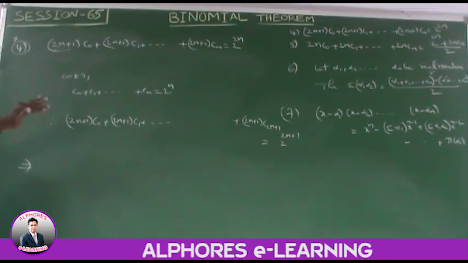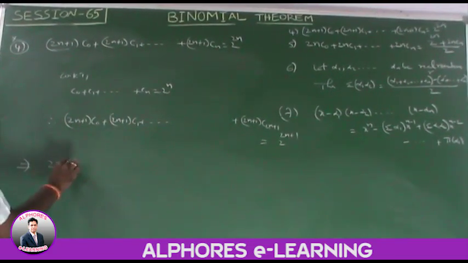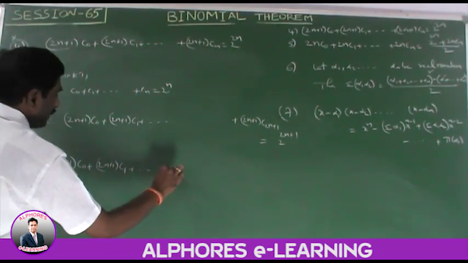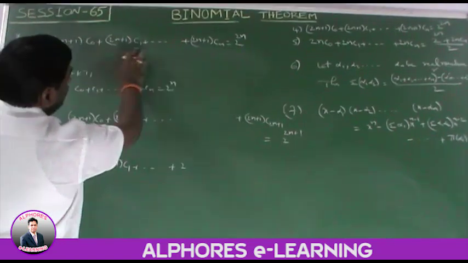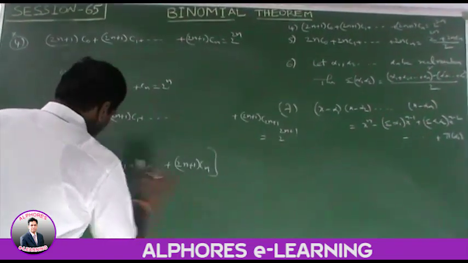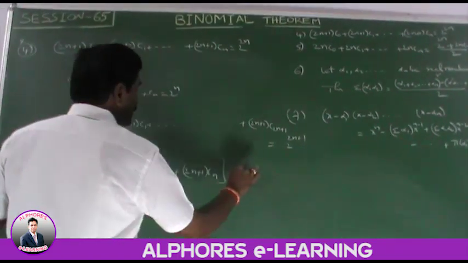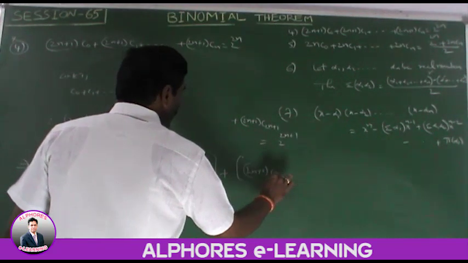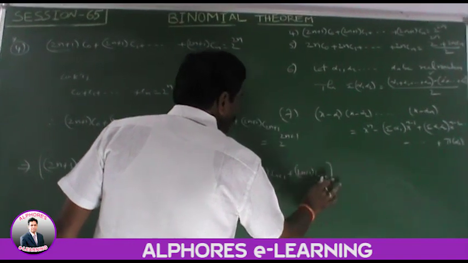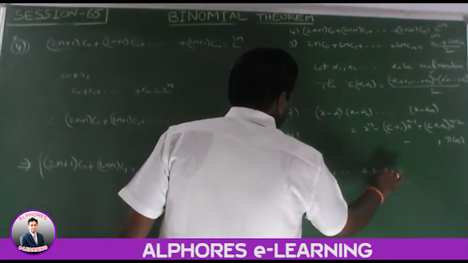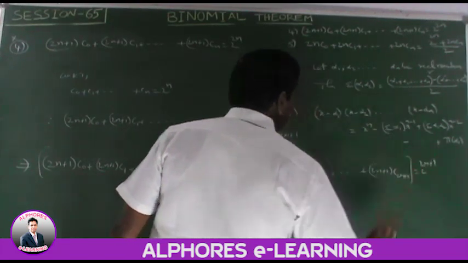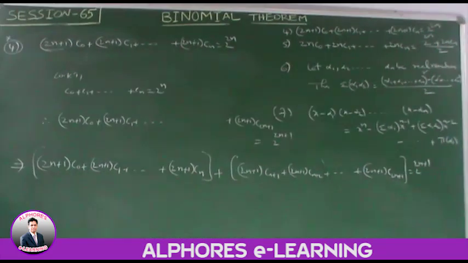Again, we rewrite this value in this way: 2n plus 1 C0, 2n plus 1 C1 plus so on. The required expression is up to 2n plus 1 Cn. Separate this, plus the continuing terms: 2n plus 1 Cn plus 1, 2n plus 1 Cn plus 2 plus so on. The last term is 2n plus 1 C 2n plus 1, and the total is equal to 2 power 2n plus 1. Is it true or false?